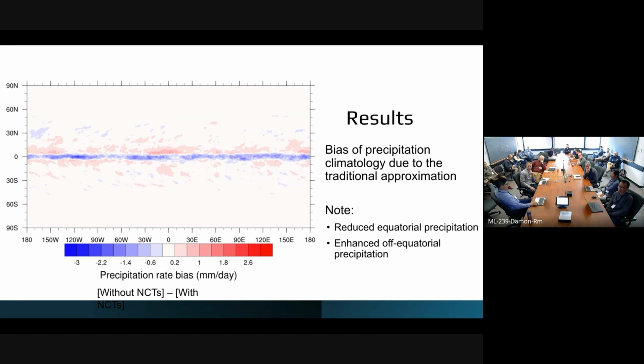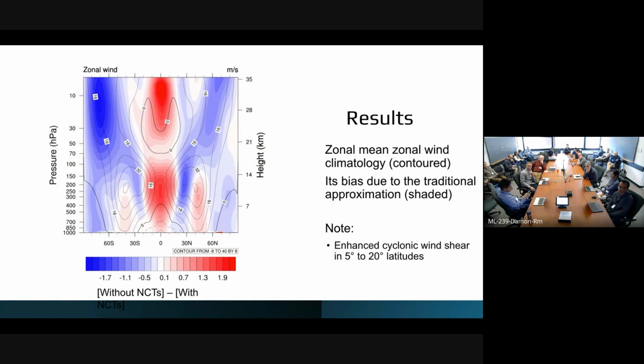And why is this happening? Well, we look at a similar meridional vertical cross-section of the zonal wind field. Again, contoured is the total zonal wind field. We see, again, subtropical jets. And the shading is the bias due to not introducing the non-traditional Coriolis terms. We see this is a similar pattern as my linear model.